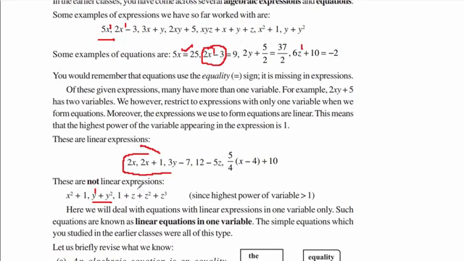Again, here we had 1, z raised to power 1, z squared. We will not take this; we will take this because it has the highest power. Since the highest power of the variable is greater than 1 in all these expressions, they are not linear anymore.